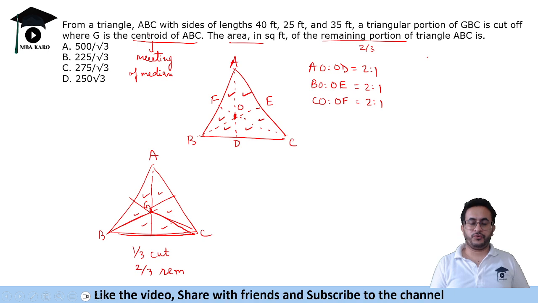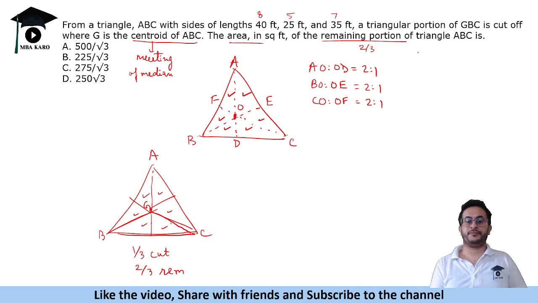Now how to find the areas? The sides are 40, 25 and 35. It is not a Pythagorean triple, so we will have to use Heron's formula. Heron's formula will give us s equal to 40 plus 25 plus 35, so 60 plus 40, 100, so s is 50. So we have this as 50 into 10 into 15 into 25.